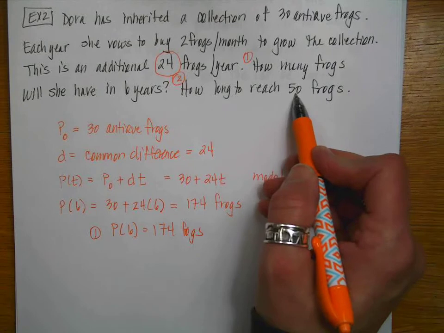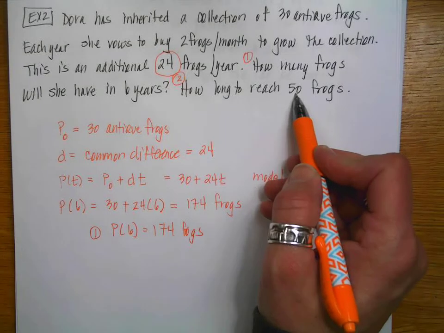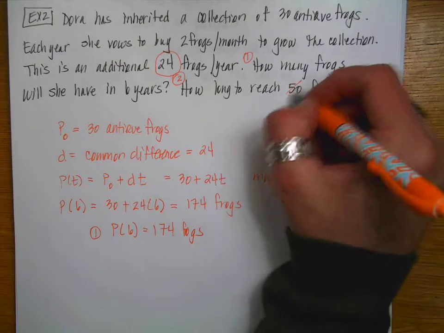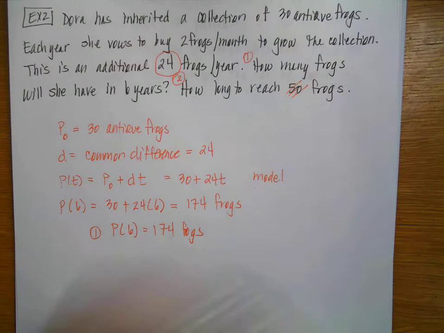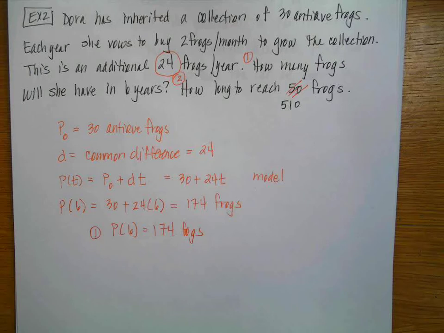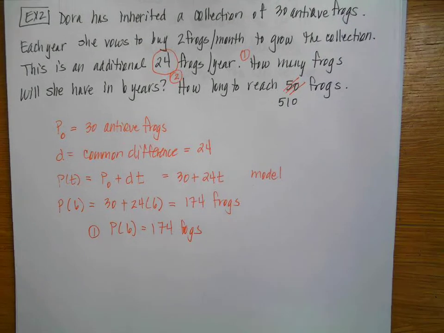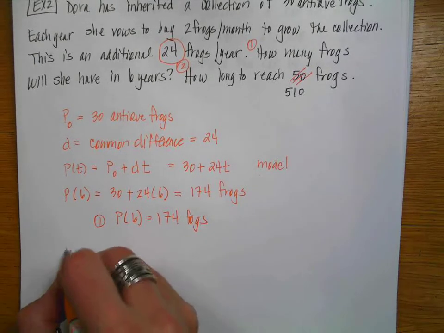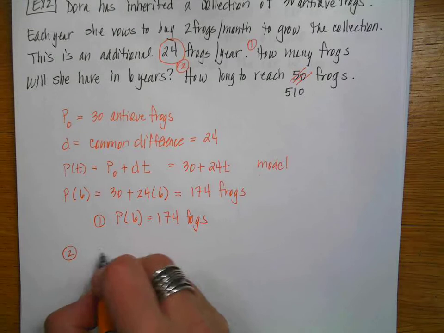Question number 2 says how long to reach 50 frogs. So now we have to do a little bit of algebra. Okay? So did I write that down right? I did not write that down right. My bad. I'm looking at my work thinking something's not making sense. My bad. 510 frogs. So how long till she gets 510 frogs? And that's a lot of frogs. And what are you going to do with all those frogs?